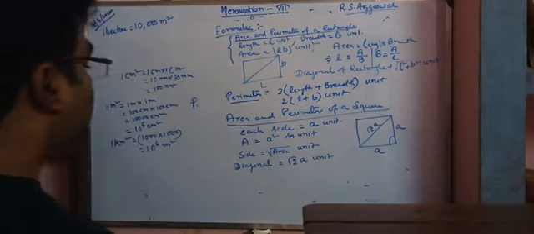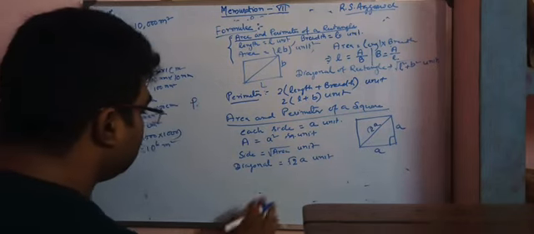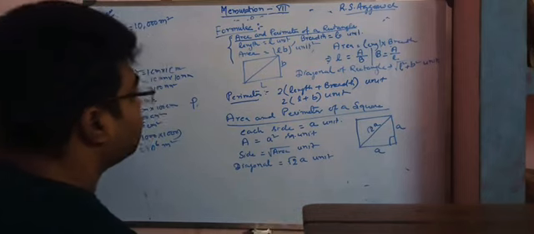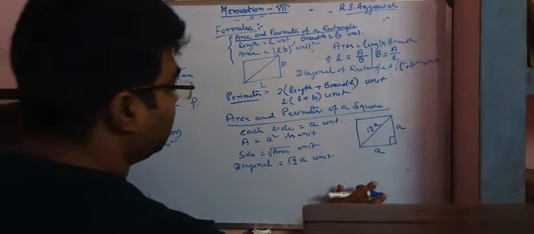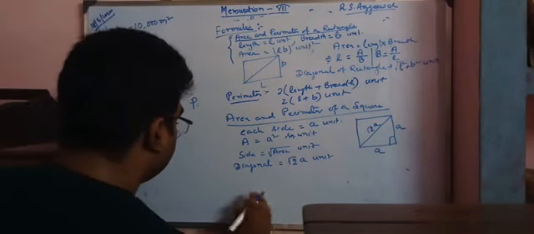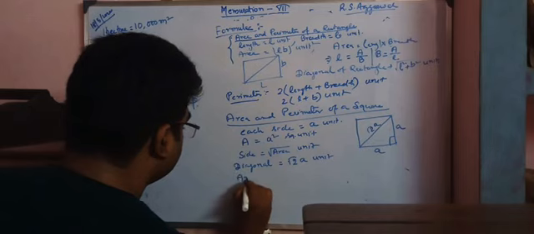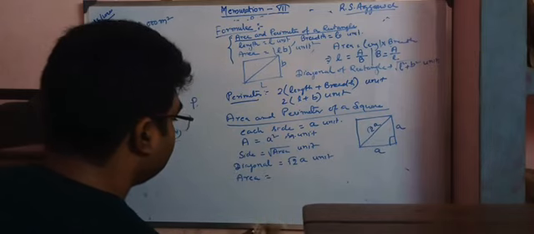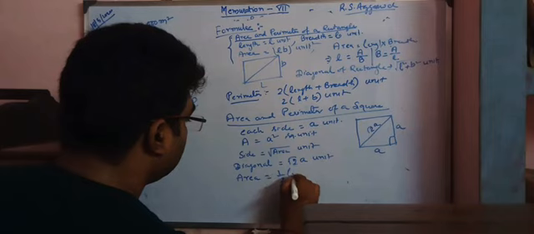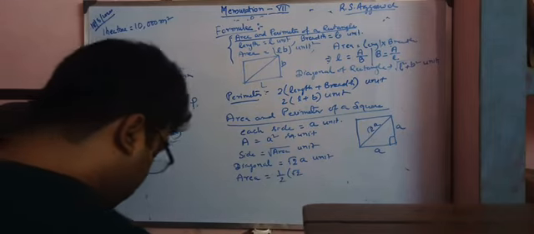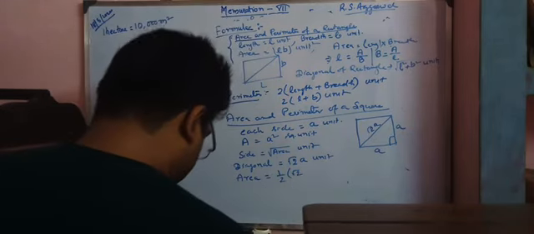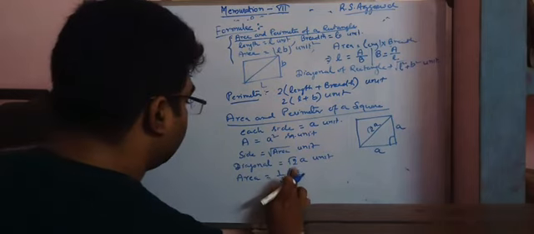Now if the diagonal is given, then what is the area of a square? We have to find the area of a square. Area is equal to half into diagonal square.